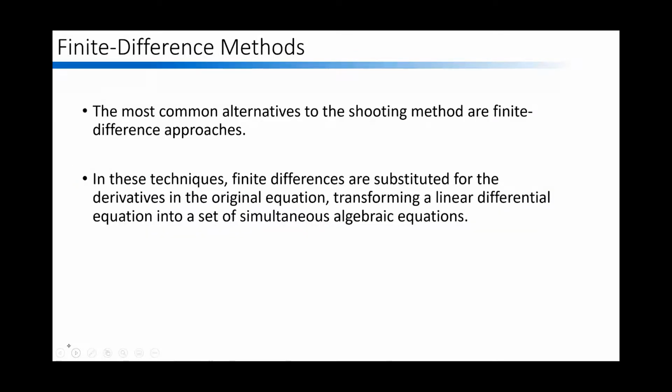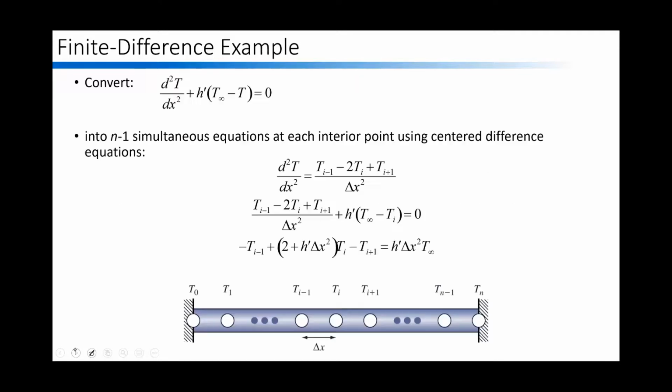Okay, so the second method that I want to touch on today, and we're not going to go too deeply, we're just going to go through one implementation of this, is the finite difference method. This is the most common alternative to the shooting method. The idea here is, instead of breaking up the ODE into an initial value problem, we're going to use finite differences along the length of my problem and make a set of simultaneous algebraic problems.